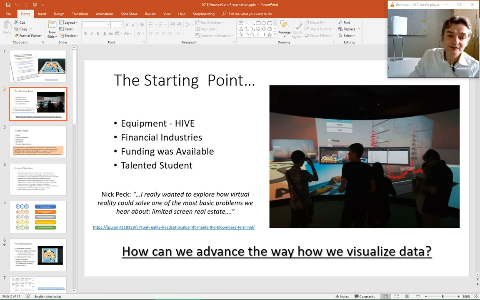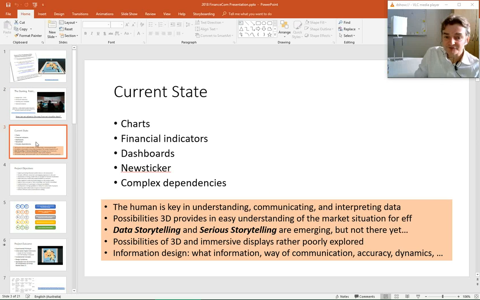So our starting point was how can we advance the way we visualize data, and we tried to find a couple of red lines for what is currently missing in research work. Currently we have a lot of charts in financial data analysis and financial industries. These charts are compiled together into dashboards. We have a lot of different indicators inside the charts, candlestick charts, moving averages, and even more complex indicators. And we have news tickers, but we still have a problem because there are often quite complex dependencies between all the different data entities, and we wanted to experiment with how we can reduce this complexity.